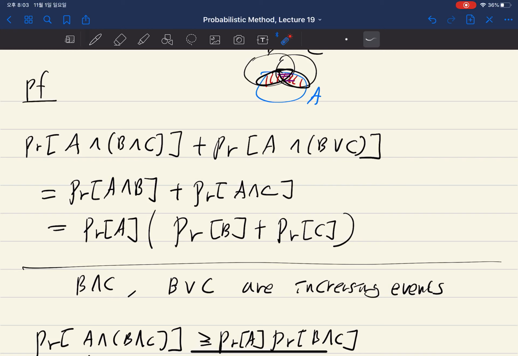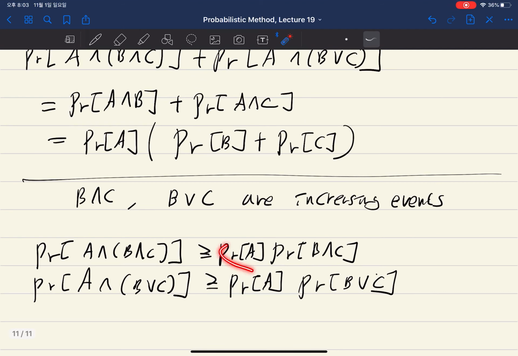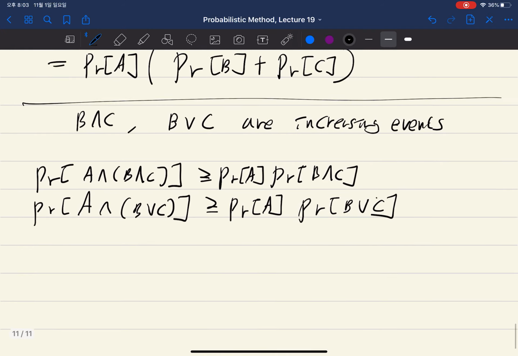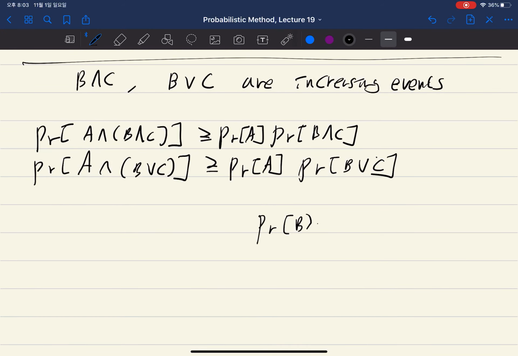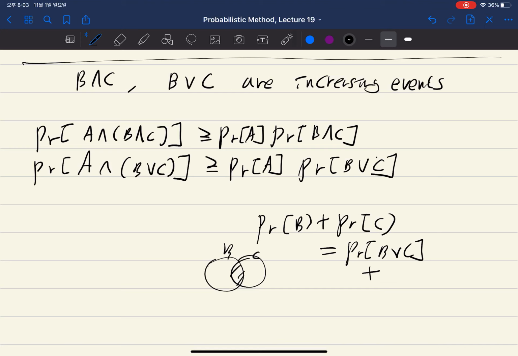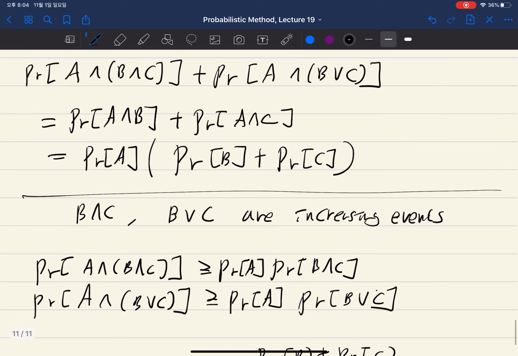And, give me a moment. Yeah, and this plus this is nothing but this, because we know the probability of B plus the probability of C is the same as the probability of B or C happen plus the probability of B and C happen. So exactly this.